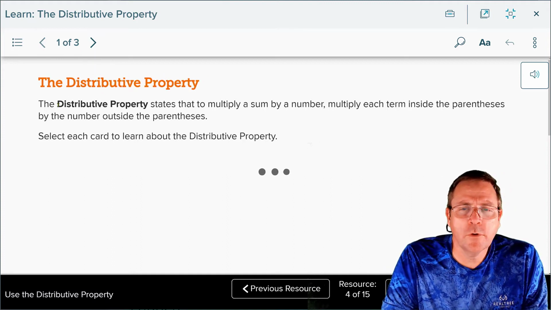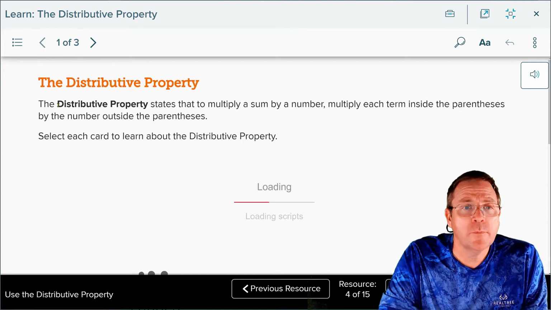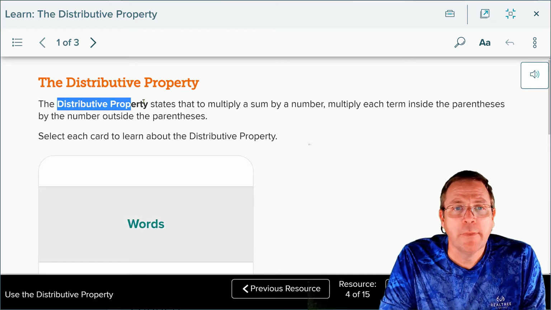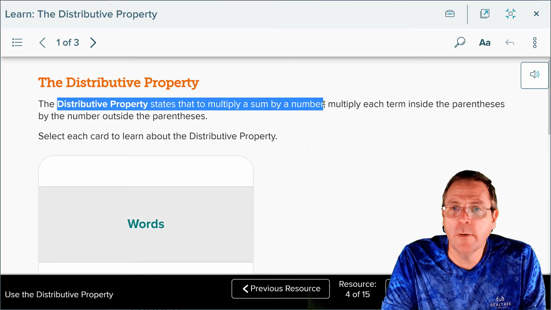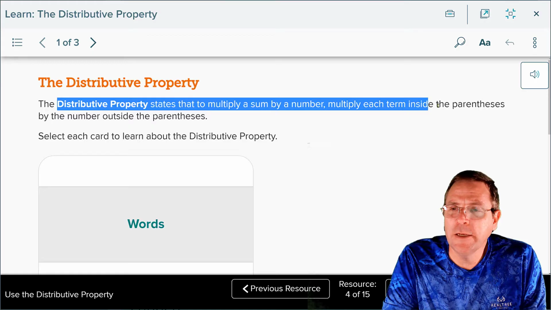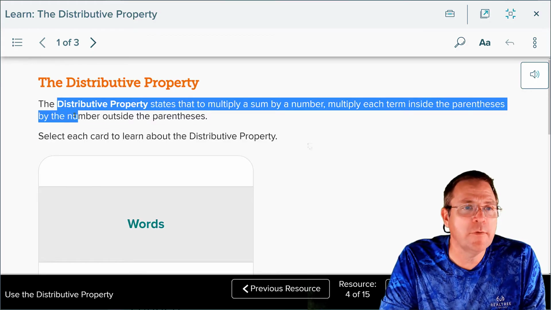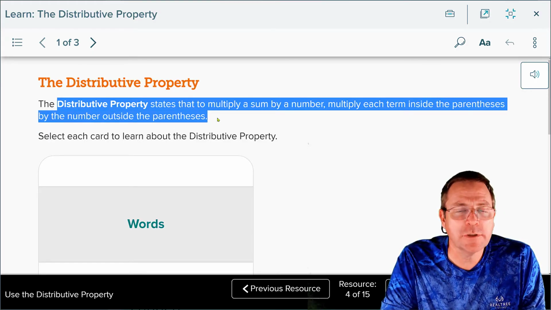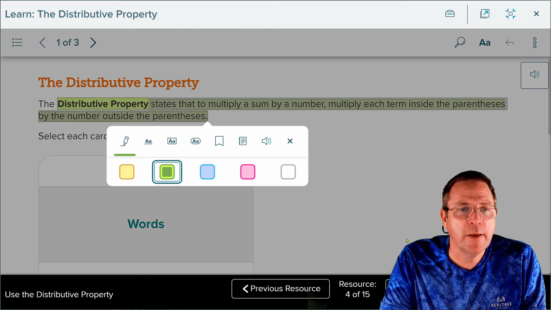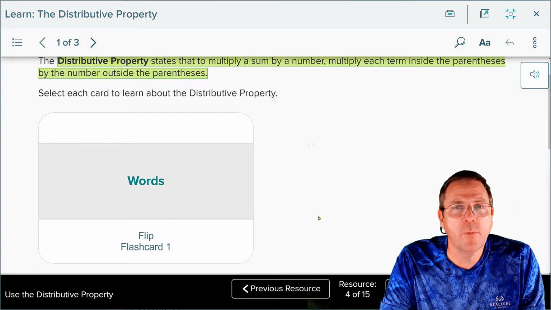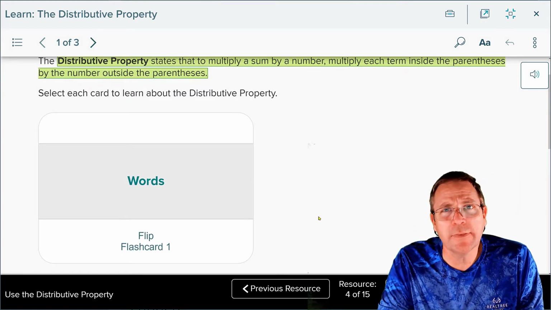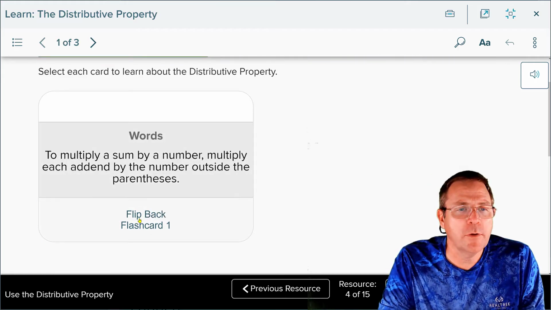This will be one of the terms you're going to have on your vocab quiz. The distributive property states that to multiply the sum of a number, you have to multiply each term inside the parentheses by the number outside the parentheses. That sounds a little fancy with words and all, but when you see it with numbers, it really isn't that hard to understand. So we're going to flip it over.